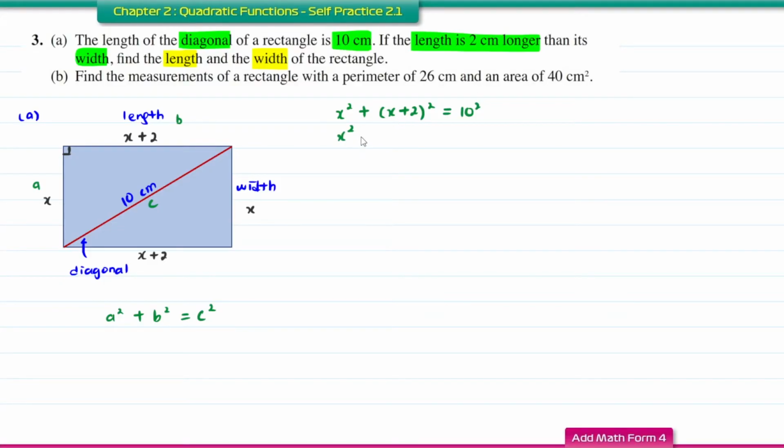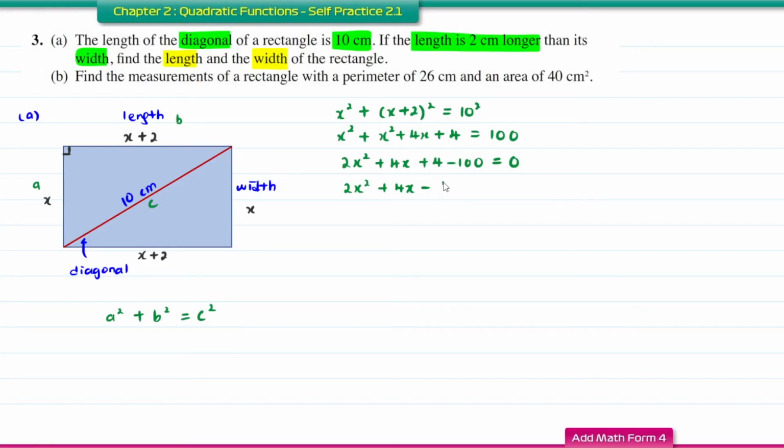So expand this part, you're going to have x squared plus 4x plus 4 equal to 100. So next, we're going to solve for the like terms, and we're going to move this 100 to the left to create the general form of a quadratic equation. So x squared plus x squared is 2x squared plus 4x plus 4 minus 100 equal to 0.